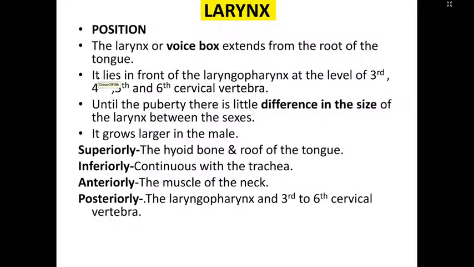So now we'll drop the esophagus, we'll go inside the respiratory system. Now we'll come to the larynx. The larynx is also called the voice box. It extends from the root of the tongue. It lies in front of the laryngopharynx, obviously because the pharynx is lying posteriorly, so the larynx has to lie anterior to the pharynx, at the level of the 3rd, 4th, 5th and 6th cervical vertebrae.